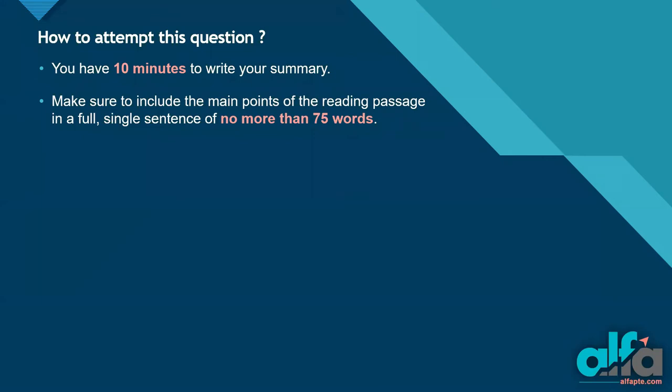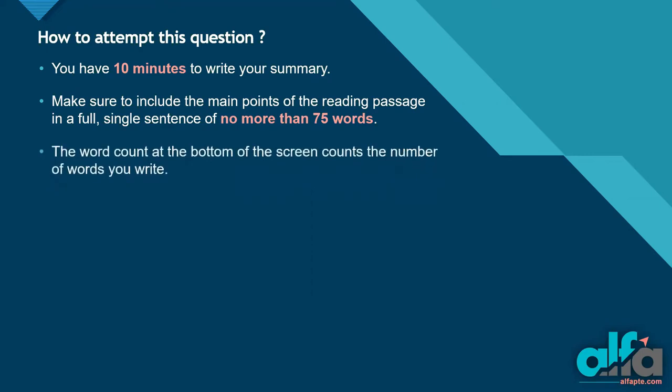Make sure to include the main points of the reading passage in a full single sentence of no more than 75 words. Do not write more than 75 words because that's more than the word limit, and you will get a penalty if you don't follow the word limit. A lot of times the word limit will not be written in your exam, so you have to remember that you cannot go beyond 75 words.